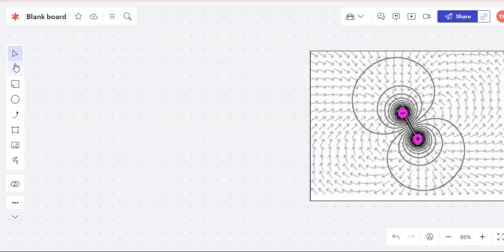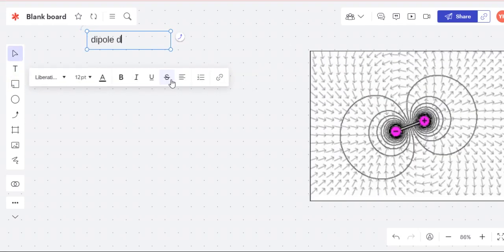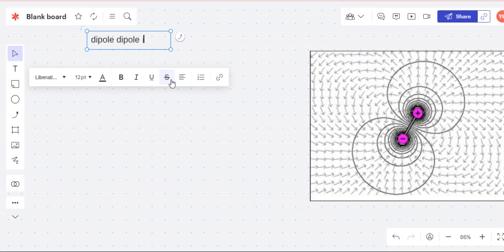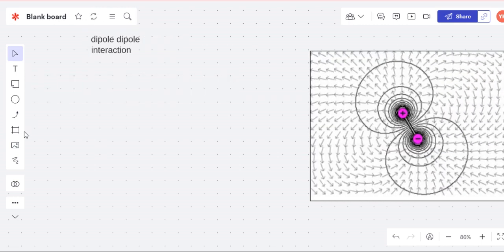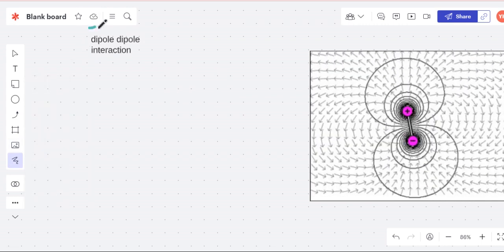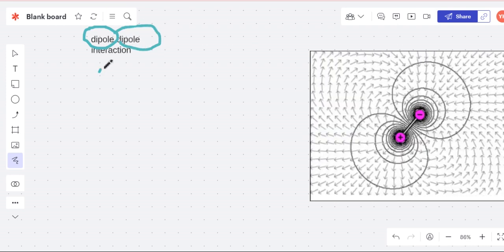Okay, so now there's the second type of van der Waals forces, which is dipole-dipole. What is meant by dipole-dipole interaction? Let's decode it. Dipole means polar, and the other word, dipole, again means polar, which means two polar.